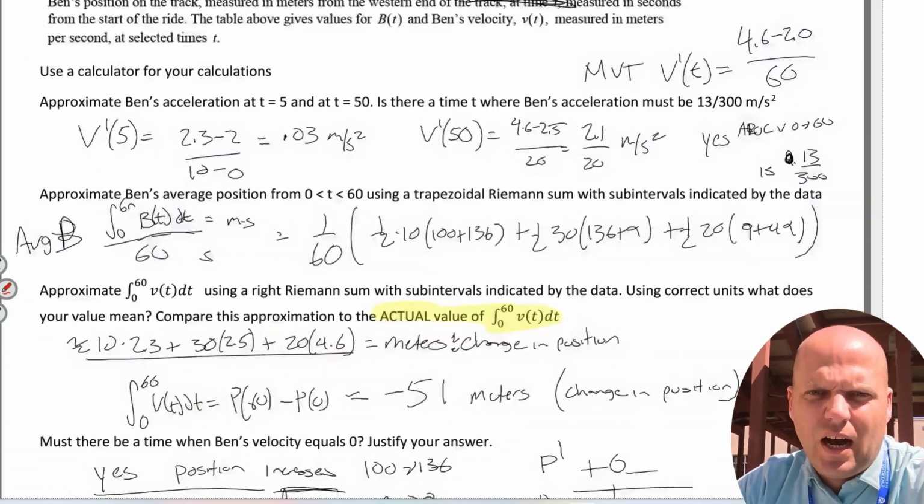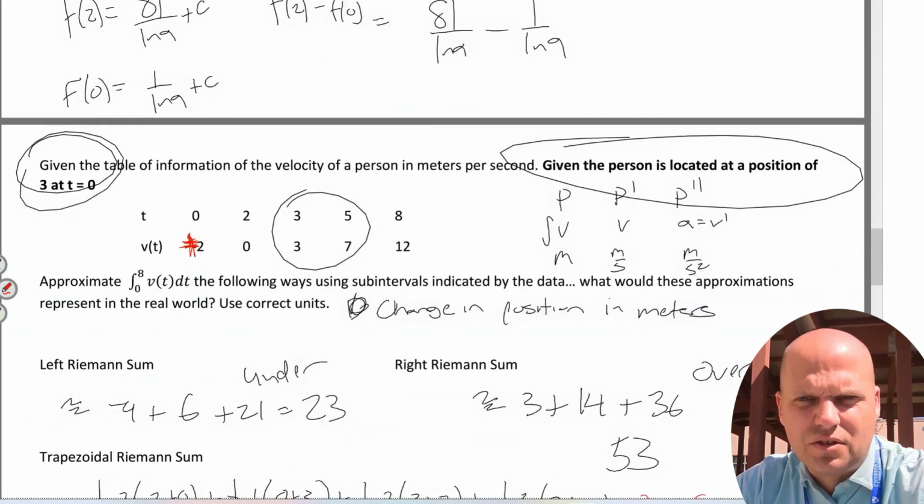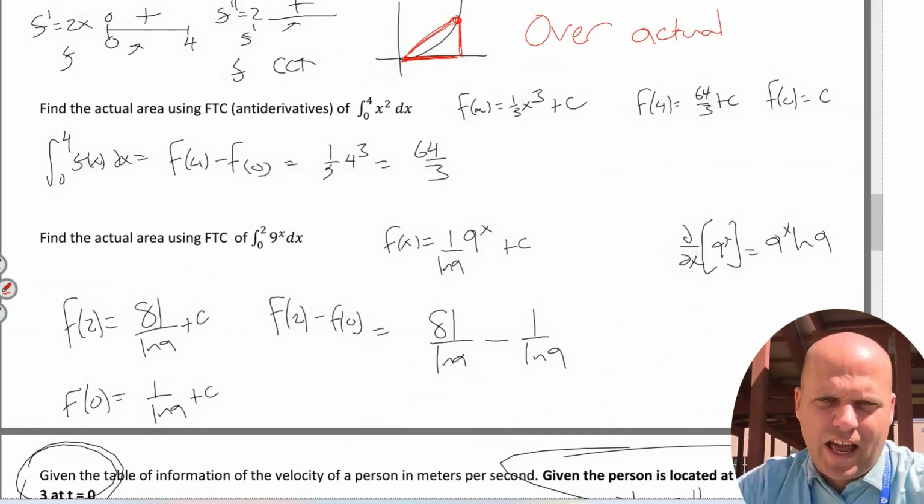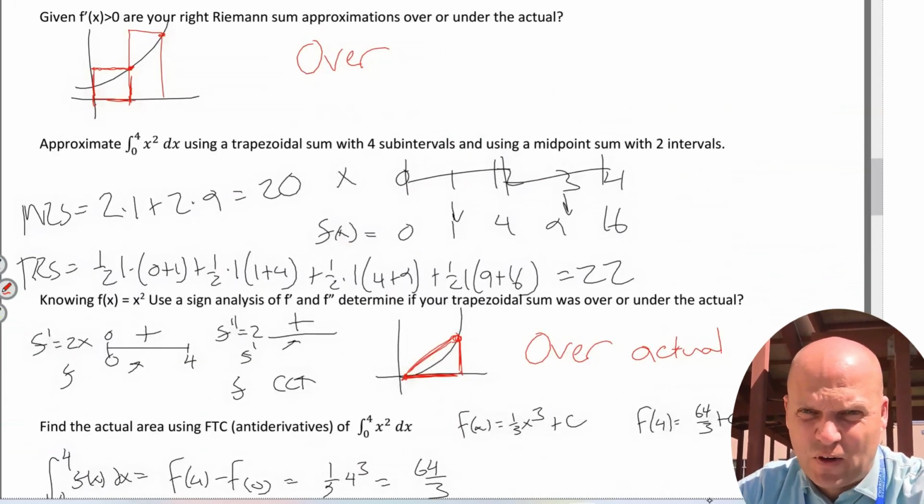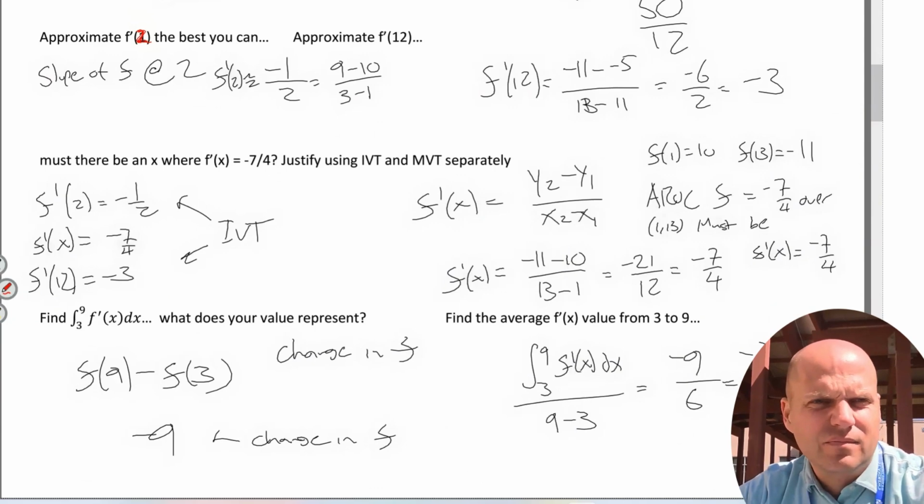Okay. All right. I didn't want to do that, but I did it. The key is to understand how to calculate the Riemann sums, but to not forget anything else we've done over the course of this unit. Okay. All right. Peace.